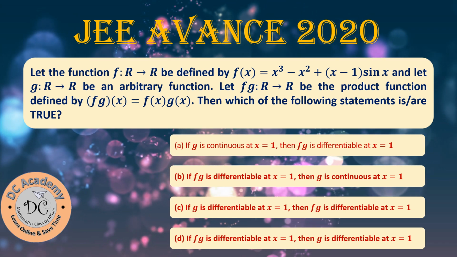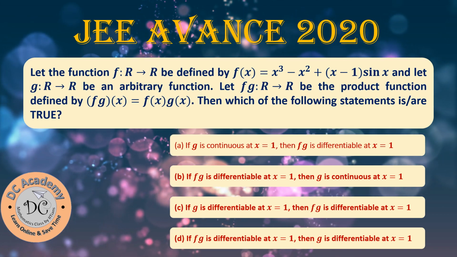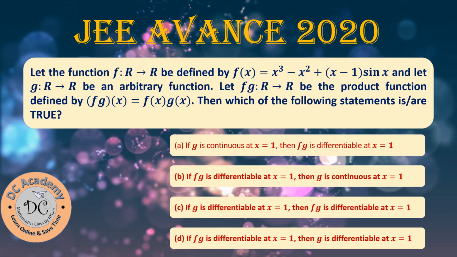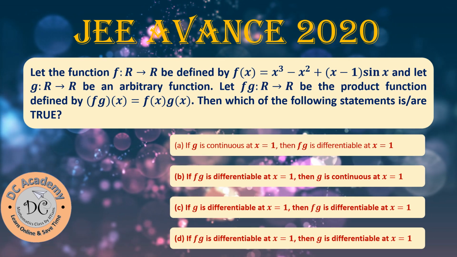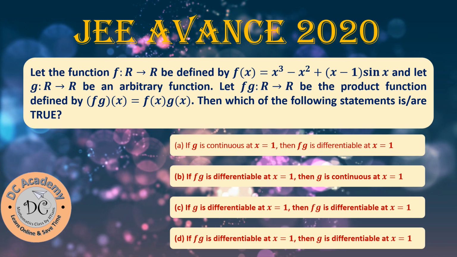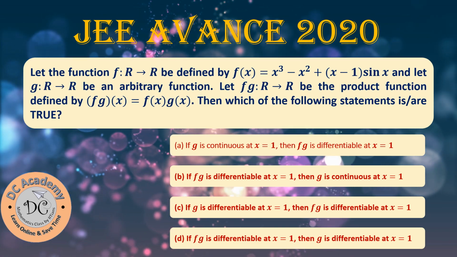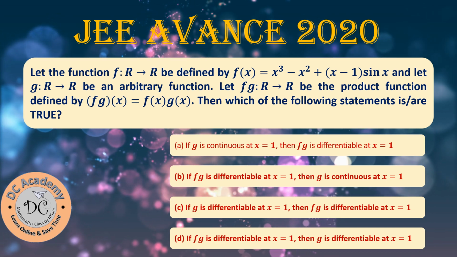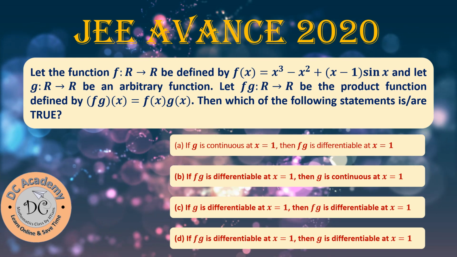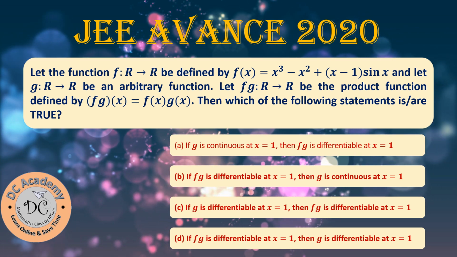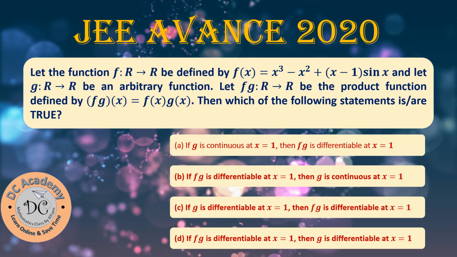In this video, we're going to solve a particular problem which appeared in JEE Advanced 2020. Here, it is given that f: R to R is a real valued function f(x), which is defined as (x cubed minus x squared plus x minus 1) sin x, and there is an arbitrary function g. It is given that there is a function fg(x) which is defined as the product of the two functions. Now we have to test which option is correct.